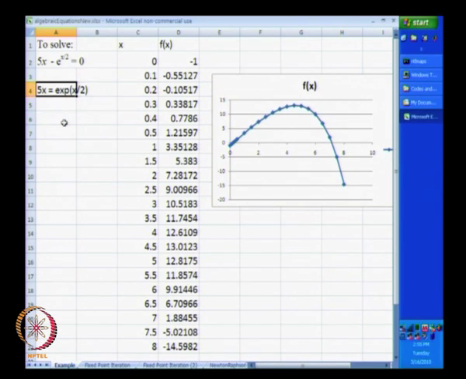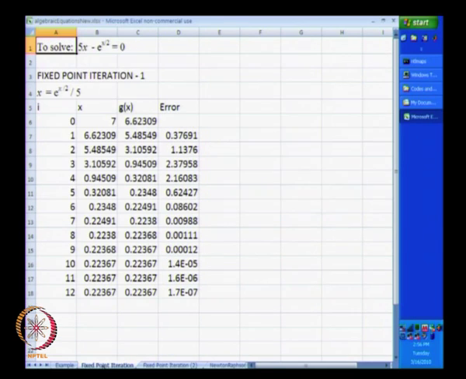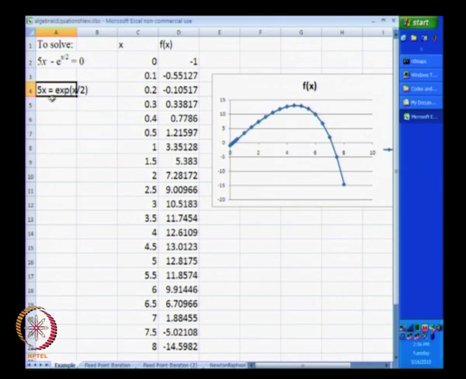Okay, so 5x equal to exponent of x by 2. We can either divide this particular expression by 5 to get our first example of g of x, and when we do that, this is what we get. The equation that we want to solve is x equal to e to the power x by 2 divided by 5, or the other way to do this is take a logarithm.